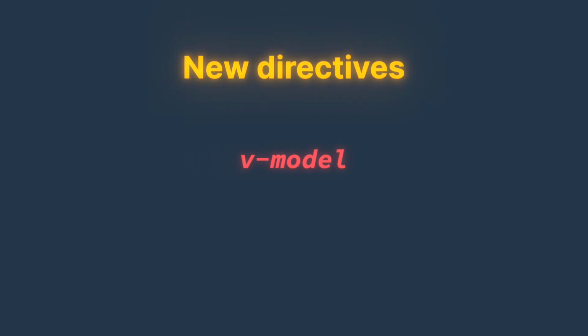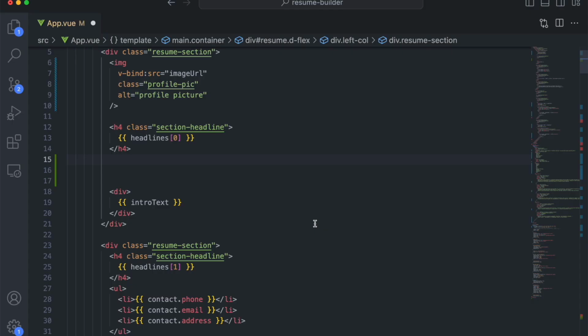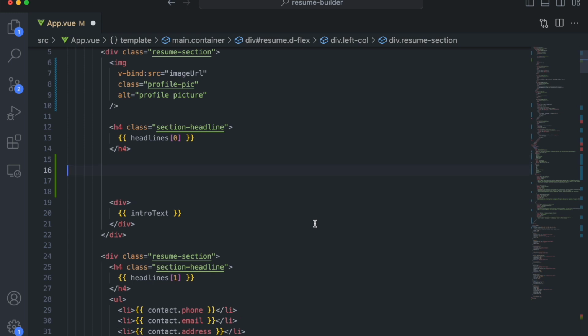The Vue model directive is pretty neat and makes our life a lot simpler. It can be used on input, text area, and select elements. So one approach would be to convert all of our text into input elements. Let's test this out by converting the first headline into an input element.